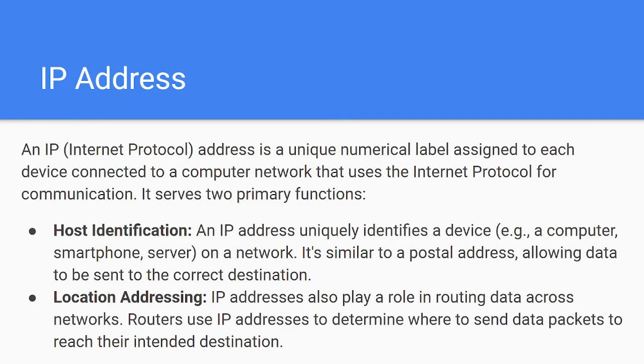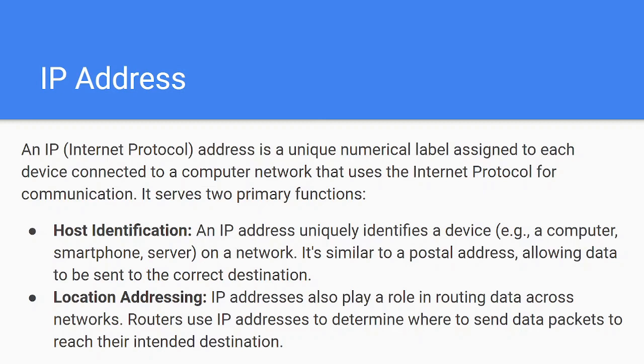Alright, so let's start with IP addresses. An IP address, that is Internet Protocol, most people just call it IP address, is a unique numerical label assigned to each device connected to a computer network that uses the internet protocol for communication. So basically, what's an IP address? An IP address is a unique numerical label assigned to a device. Once you connect to a network, either your local network or the internet, you are assigned an IP address. So that IP address is a unique identifier.